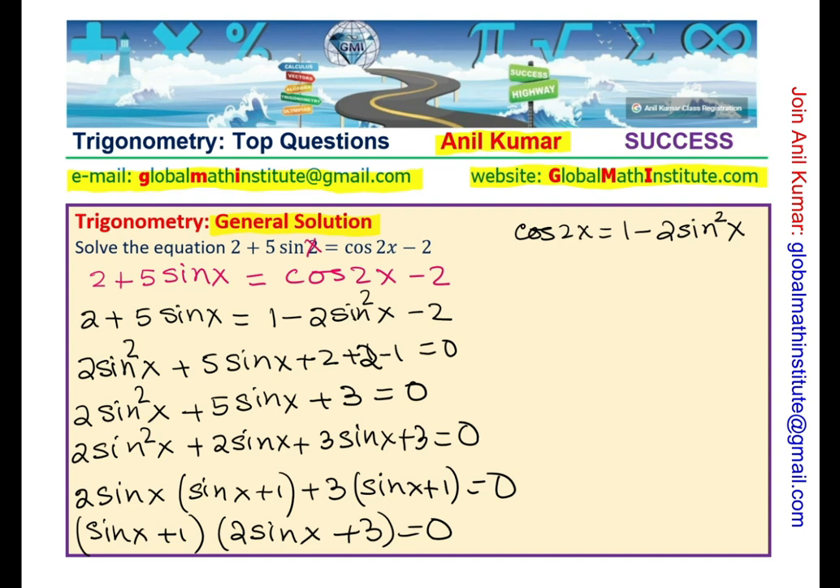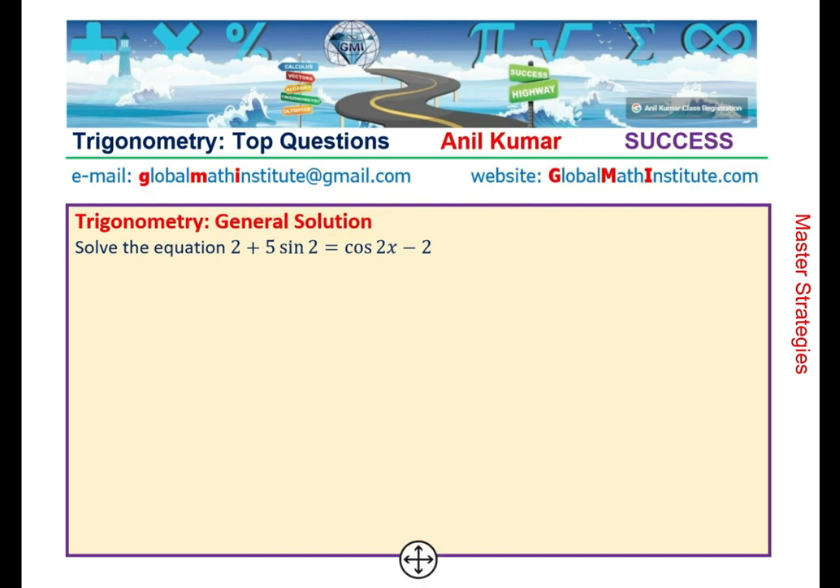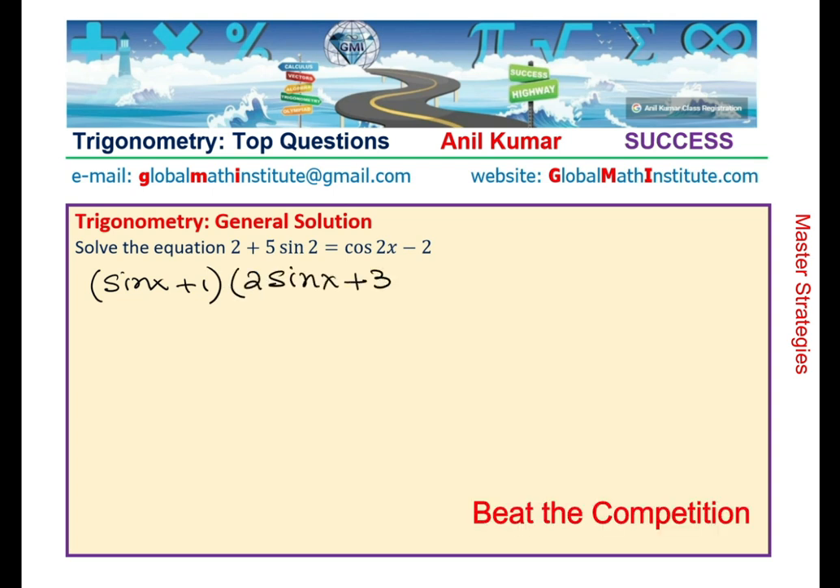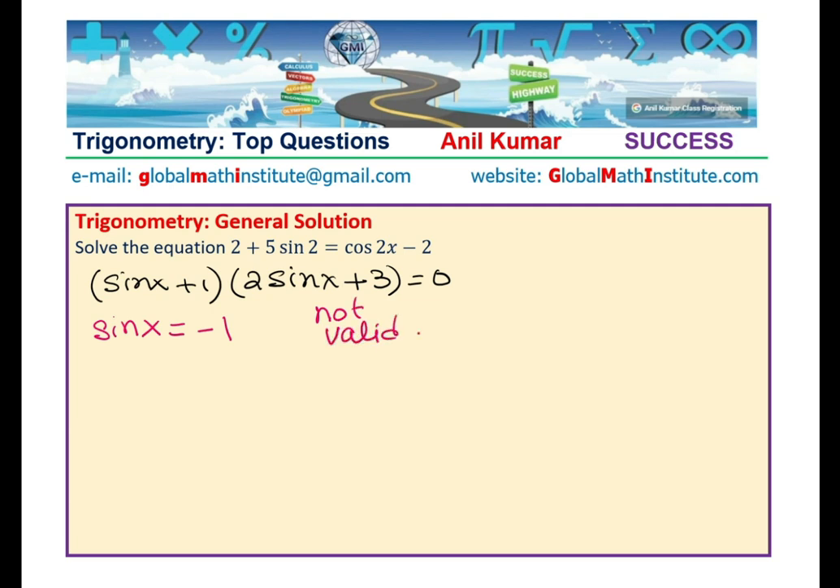So let's take it to a fresh page. We get sine x plus 1 times 2 sine x plus 3 equals 0. Now to get the solution, sine x should be equal to minus 1. And here the other factor is not valid, right? As the sine values cannot be more than 1, negative or positive, right? So sine x equals minus 1 is our general solution. How do we figure this out? So let's say this is a sine graph.